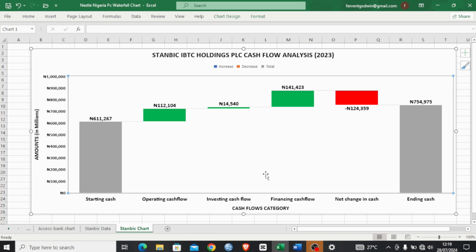So in the cash flow analysis, we look at the starting cash, as we see here, which is the first gray bar, showing the total starting cash. We have the operating cash flow, the investing cash flow, and the financing cash flows. I will talk a bit about these as we continue in the video. And then we have the net change in cash, and finally the ending cash. So these are the various components that we have in a cash flow analysis.